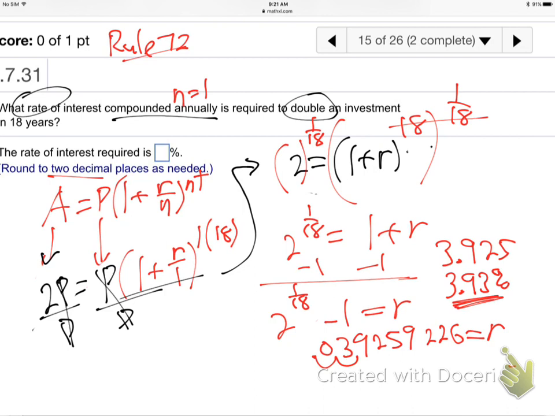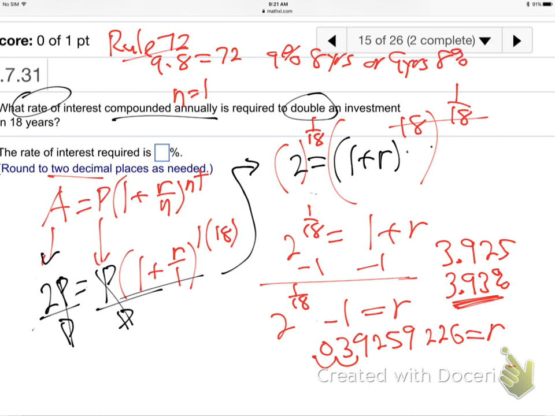For example, right here we see that. Take 9 times 8. That's 72, right? That means if you have a 9% account for 8 years, your money will double. Or if you have 9 years of an 8% account, your money will approximately double.